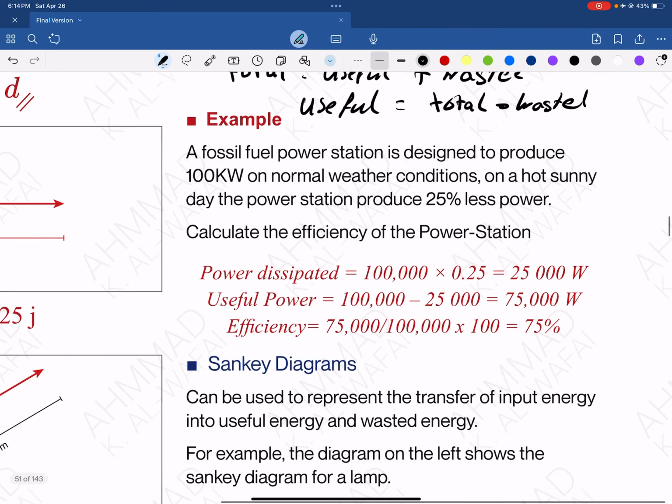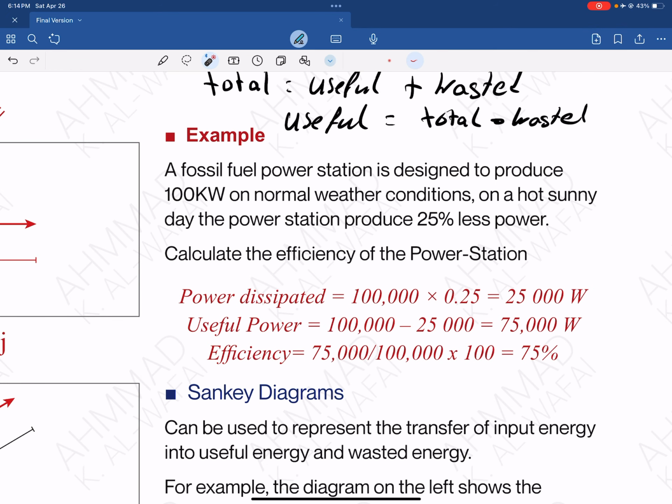Okay, a simple example for the idea of efficiency. You've got a power station at 100 kilowatts in normal weather. On a hot sunny day, it's 25% less efficient. So calculate the efficiency of the power station. You could get the power dissipated, which is 25,000 watts. That is the wasted. So to get the useful, it's 100,000 minus 25,000, you get 75 kilowatts. Therefore, the efficiency is equal to the useful divided by the total times 100. So that power station is 75% efficient on a hot sunny day.